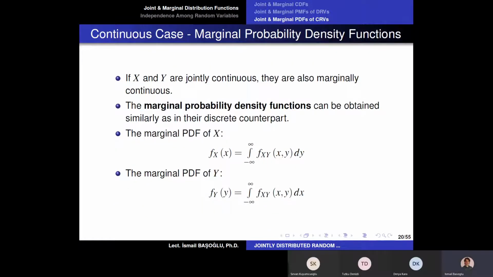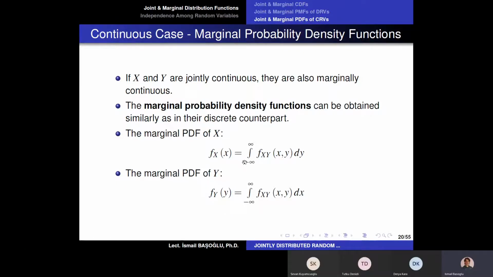Now, just like in the discrete case, we can determine the marginal probability density functions that belong to x only and that belong to y only by using the joint probability density function. The joint probability density function keeps a lot of information about both random variables. So it does not just keep information on the dependent structure, we can also derive the marginal probability density functions. How can we do that?